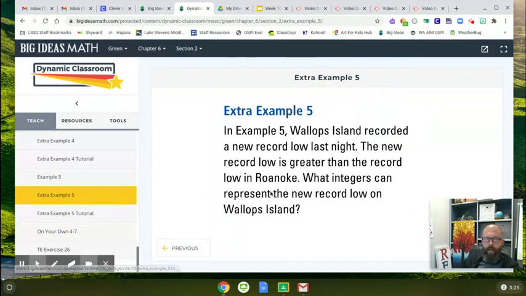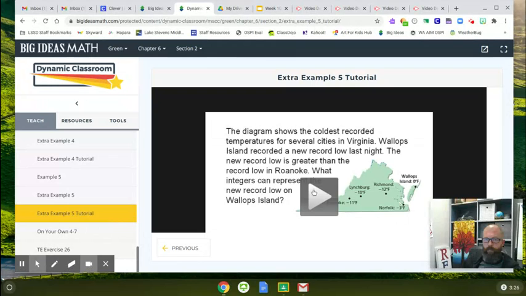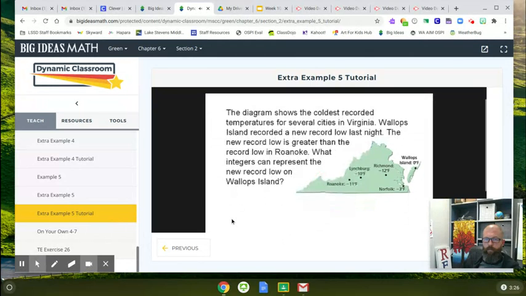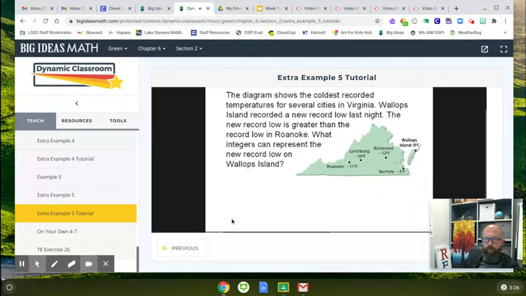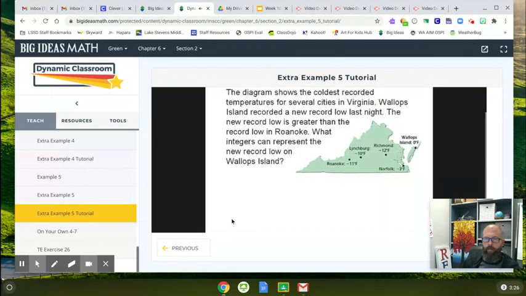Extra example 5. In example 5, Wallops Island recorded a new record low last night. The new record low is greater than the record low in Roanoke. What integers can represent the new record low on Wallops Island?